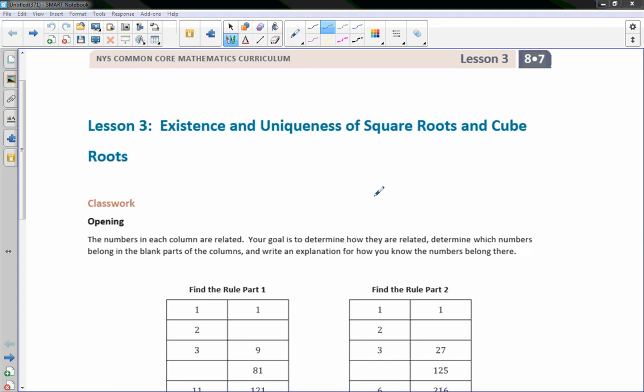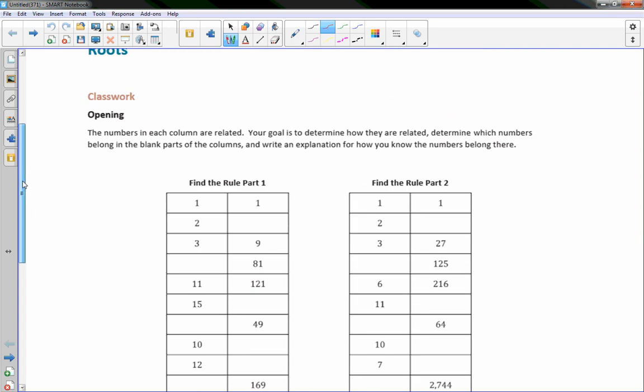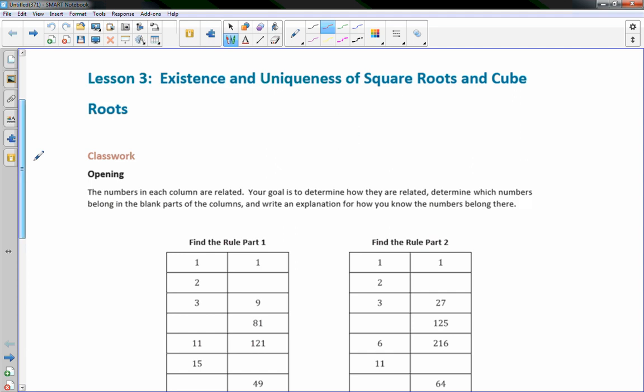This is Lesson 3, Existence and Uniqueness of Square Roots and Cube Roots. Okay, I don't think I've mentioned this before, but a way to think of a square root if you're confused: there is a radical, and this is called the radicand. Okay, so let me explain radicals a different way.